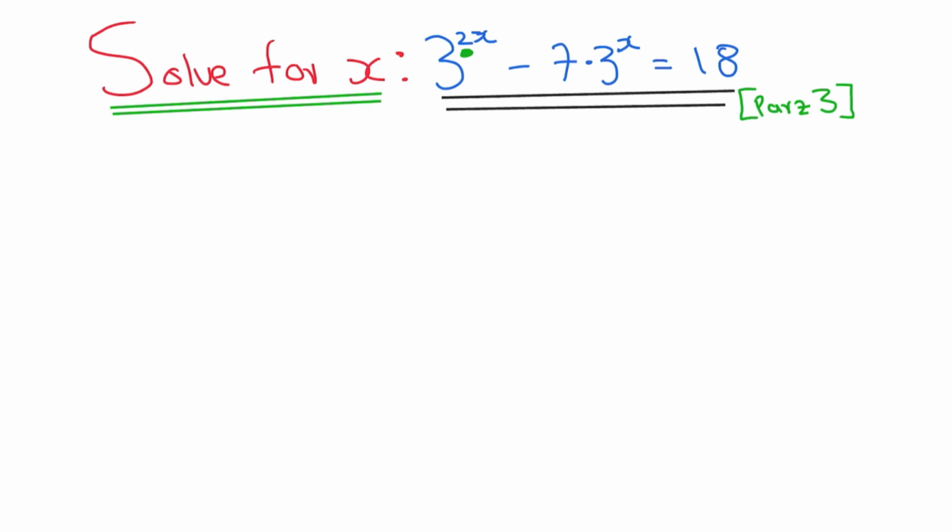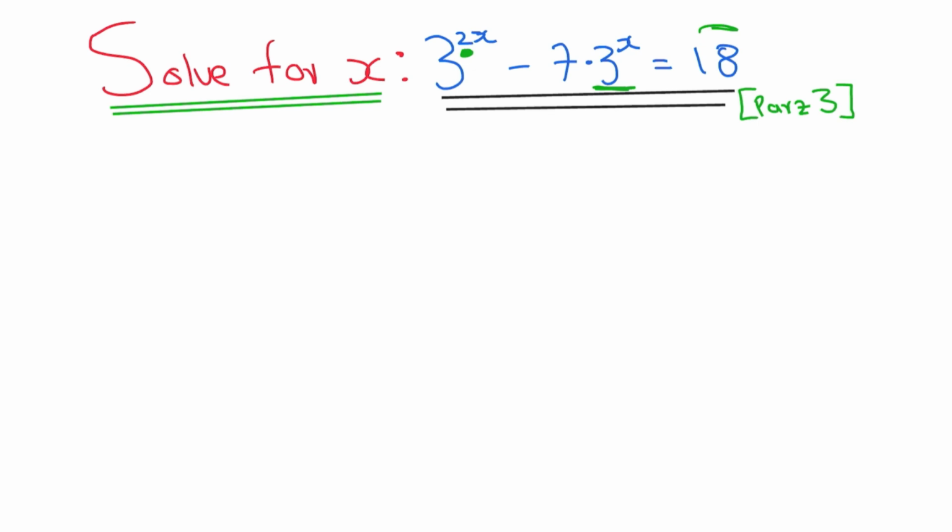The minute you see your variable on the exponent having a coefficient, and then you see another term with the same base with a variable that doesn't have a coefficient, and you have a third term, then you know that you have to introduce what we call the k method, the substitution method. You're going to substitute something. But first, let me highlight something.